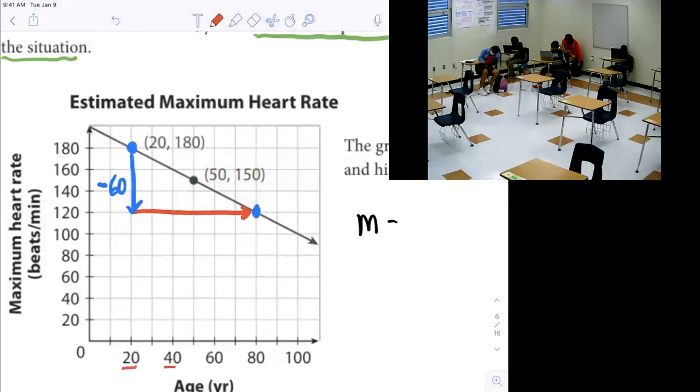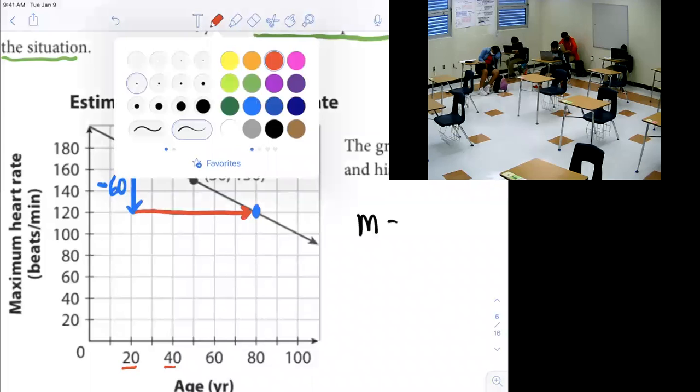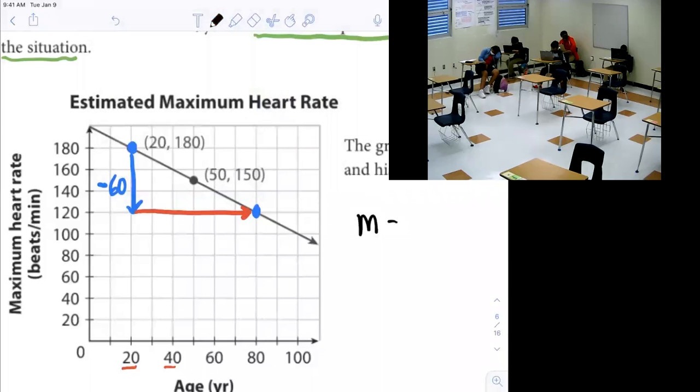80. Think again. 10. Yeah, by 10s, because every number in between goes by 10. So I have to count by 10. So instead of going 1, 2, 3, 4, 5, 6, I would go 10, 20, 30, 40, 50, 60. All right, so there's my rise, there's my run.